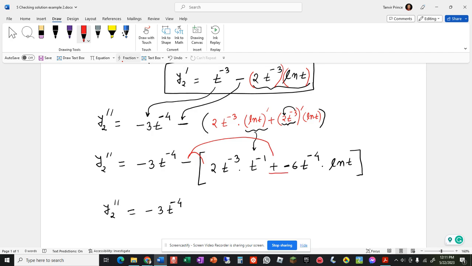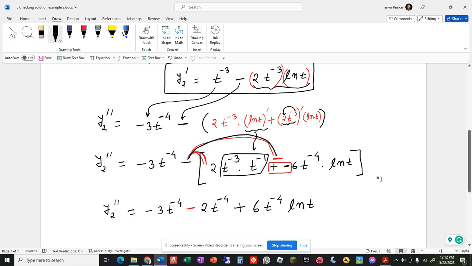And remember, this positive and negative, that's actually negative, right? So let's start with the first one. When I distribute that, I get negative. And of course, when I multiply, I add, right? So I get 2 t to the power negative 4, because negative 3 and negative 1 is negative 4. And then I have negative times negative. So that's actually positive. Do not forget, you multiply negative times negative. So that's positive. 6 t to the power negative 4 times ln t.